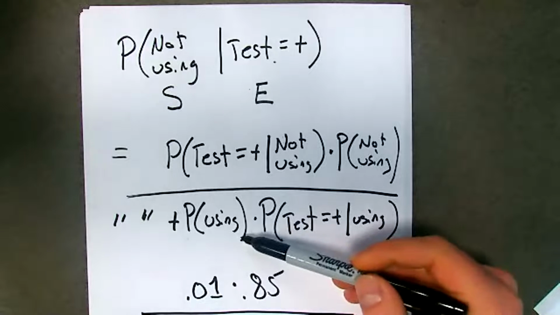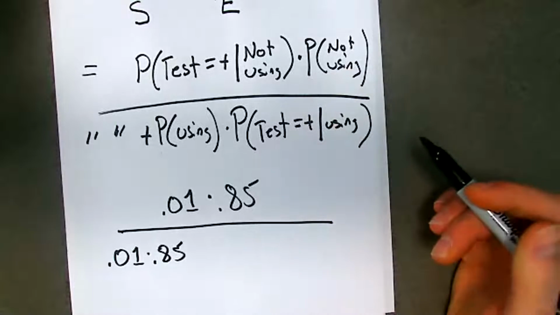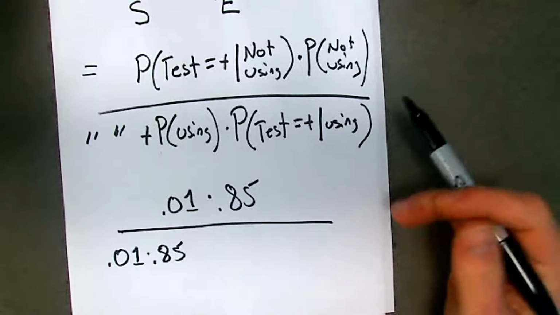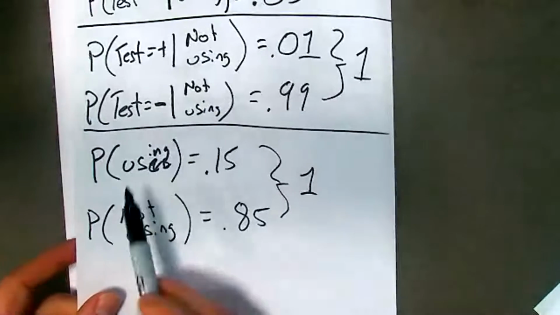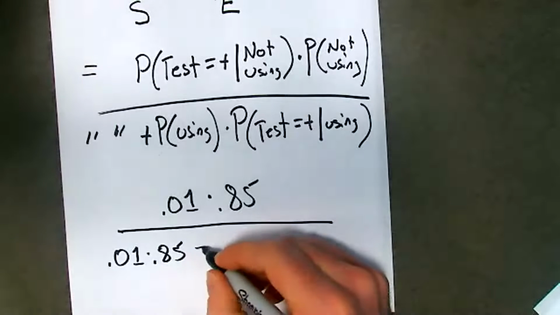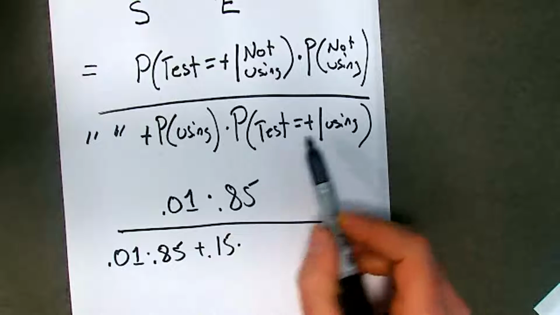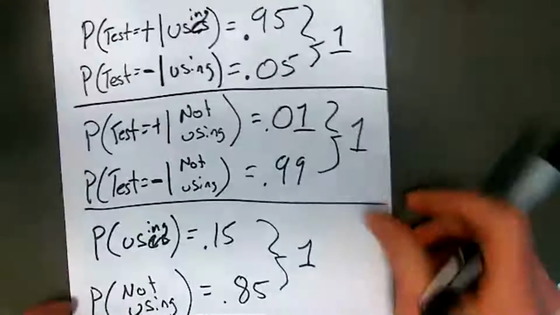Now, what's the probability that they're using? Okay. So what's the probability that they're using? I go back. Well, probably they're using was 0.15. So plus 0.15 times, given that they're not using, what's the probability the test comes back positive?